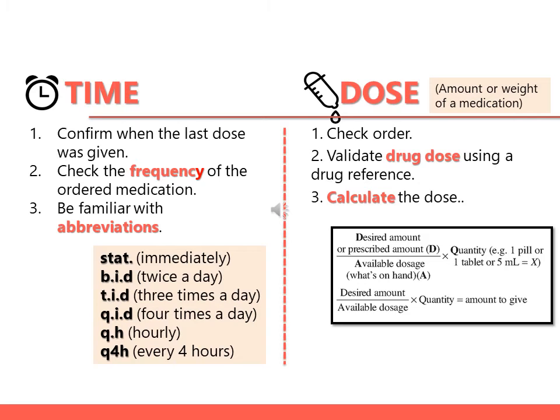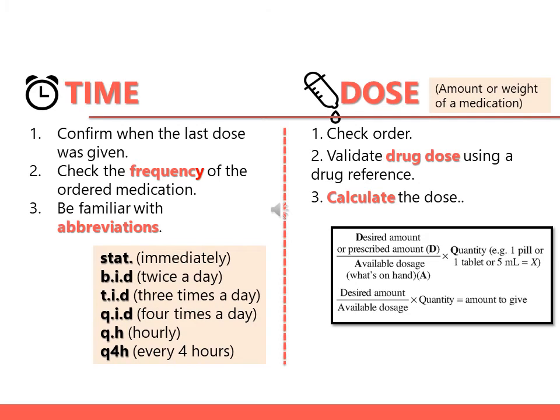Number 2, validate the drug dose using the drug reference. A drug reference is a small book that contains the lists of the medications and the normal dosages. Now, why do you need to validate the drug dose? Sometimes you will be given an order that might confuse you. For example, the order of the medication is very high for an infant or a toddler, and you feel that the drug dose is wrong. Or the order of the doctor is very small because your patient is an adult.